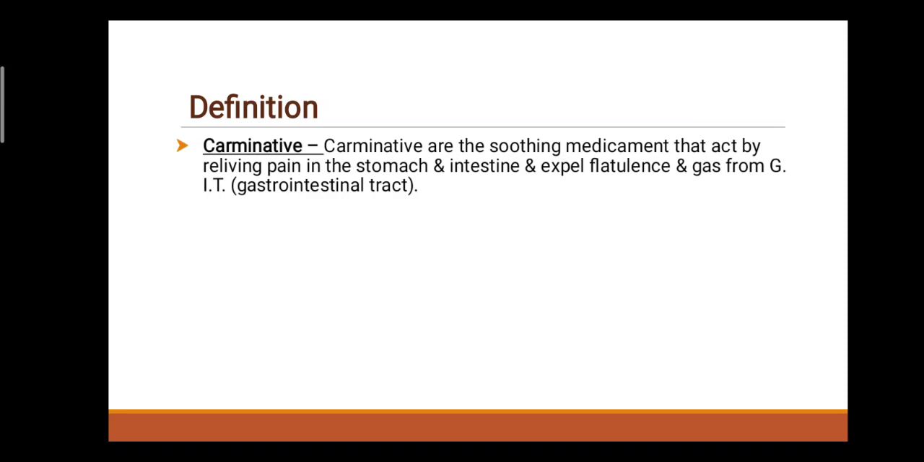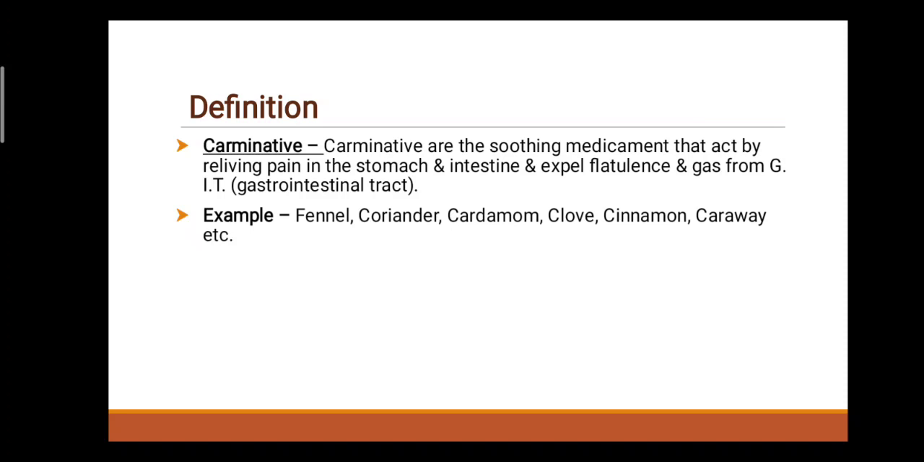Next point, definition. Now we will discuss the first definition, carminative. Carminatives are soothing medicaments that act by relieving pain in the stomach and intestine and expel flatulence and gas from the GIT, that is gastrointestinal tract. Examples: fennel, coriander, cardamom, clove, cinnamon, caraway, etc.